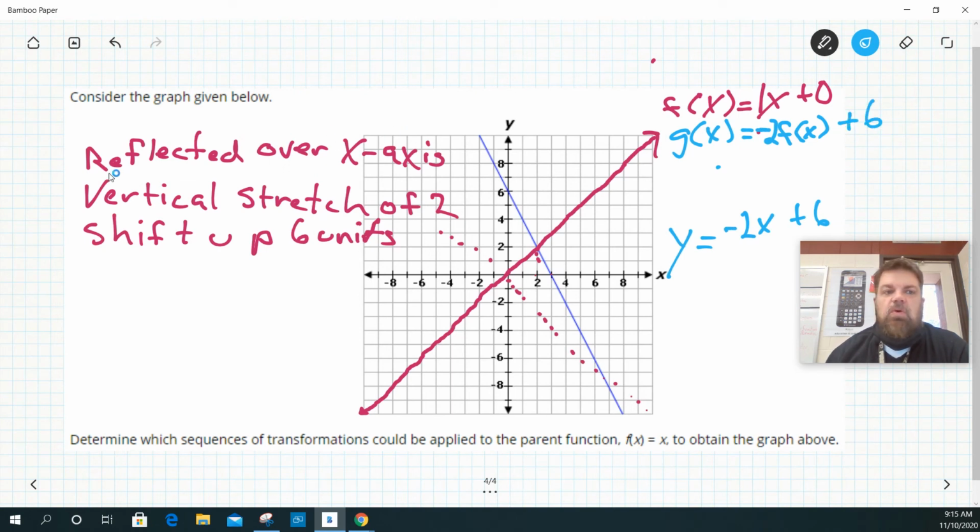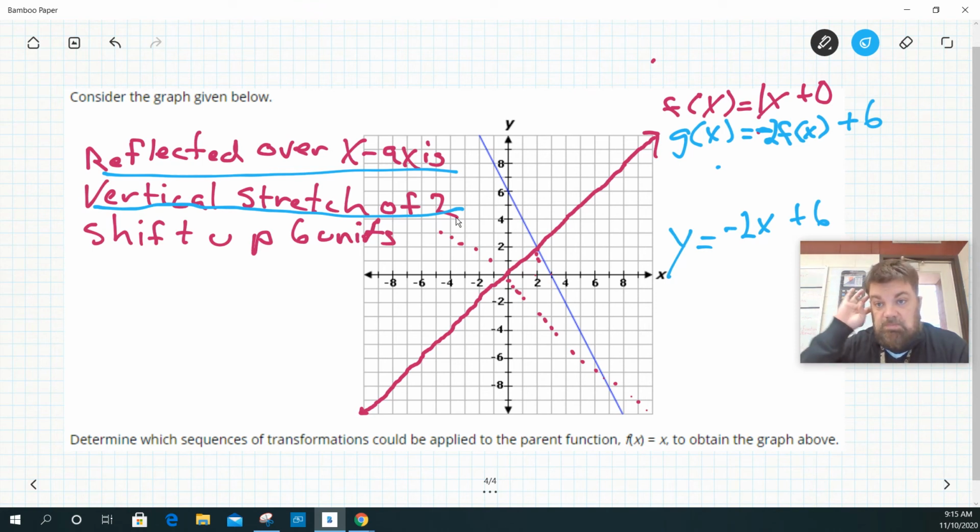This is the verbiage for it, right? I reflected over the x-axis. That's this negative sign. I vertically stretched it by 2. That's where the 2 comes from. And then I shifted up 6 units. Does that make sense? Okay.